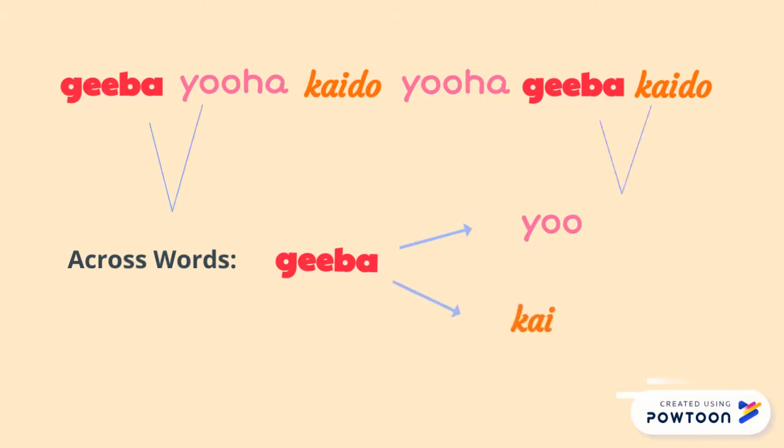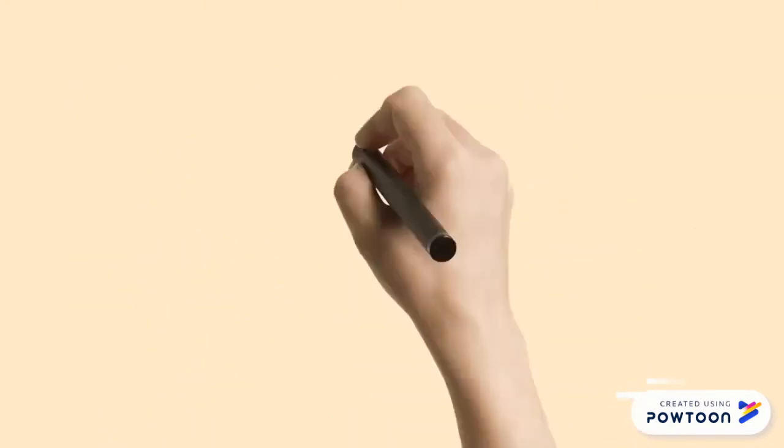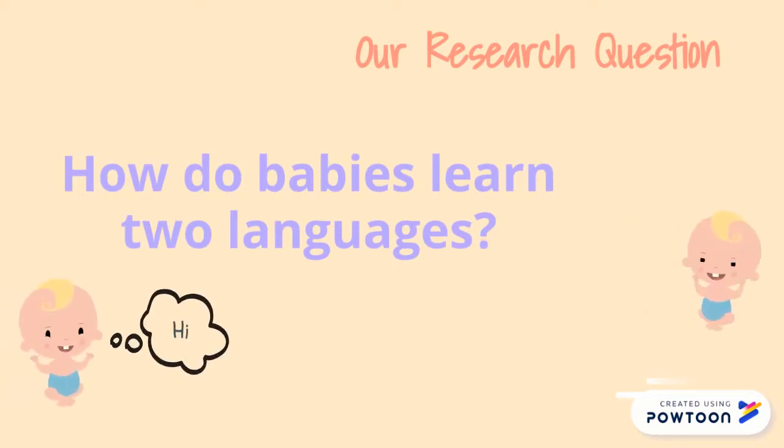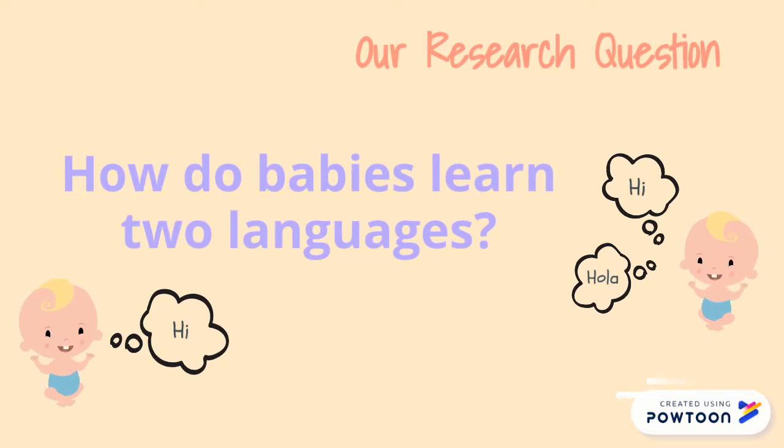Now that you know the basics of statistical learning, let's take a look at what we are trying to study with bilingual infants. In our study, we wanted to know how infants learn two languages. To answer this, we played them miniature languages in the lab. We also looked at whether their language exposure affected their performance. Now, let's take a deeper look at how we tested this.